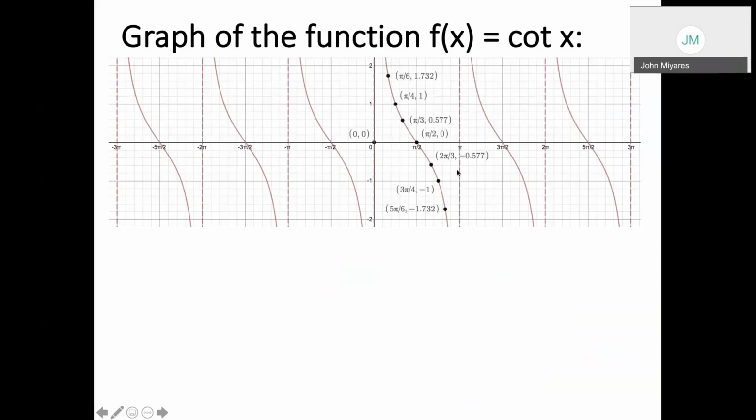Similarly, wherever the tangent values were undefined because I was dividing by 0, the cotangent values are going to equal 0 because now what we have are zeros in the numerator instead of in the denominator. Also, since tangent and cotangent are reciprocals of each other, they're going to have an inverse variation relationship between them. So as the tangent values were always increasing, the cotangent values are always decreasing.